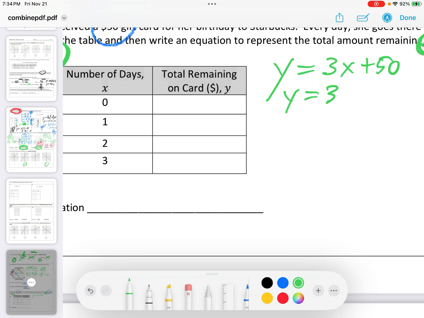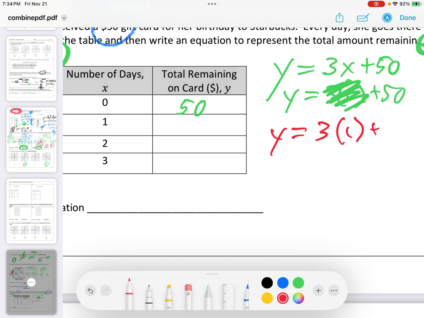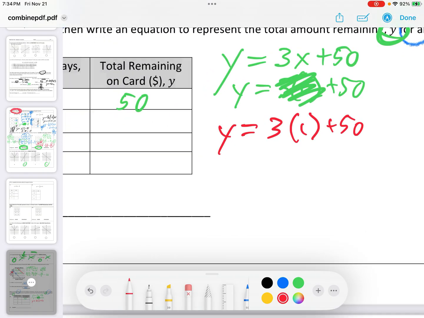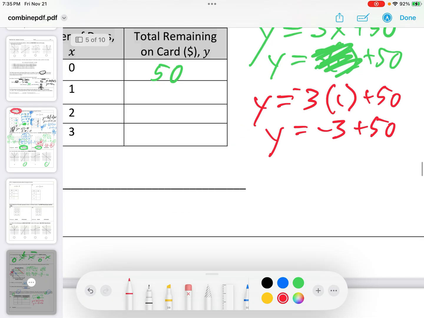Okay, Y equals 3 times 0. That's the easiest one because that becomes 0. Oh, think about it. She started with $50. After 0 days, she still has $50. All right. Y equals 3 times 1 day. Oh, hold on a second. Oh. This needed to be -3, or it's not going to make sense. Yeah, because we're taking away $3 from her amount.